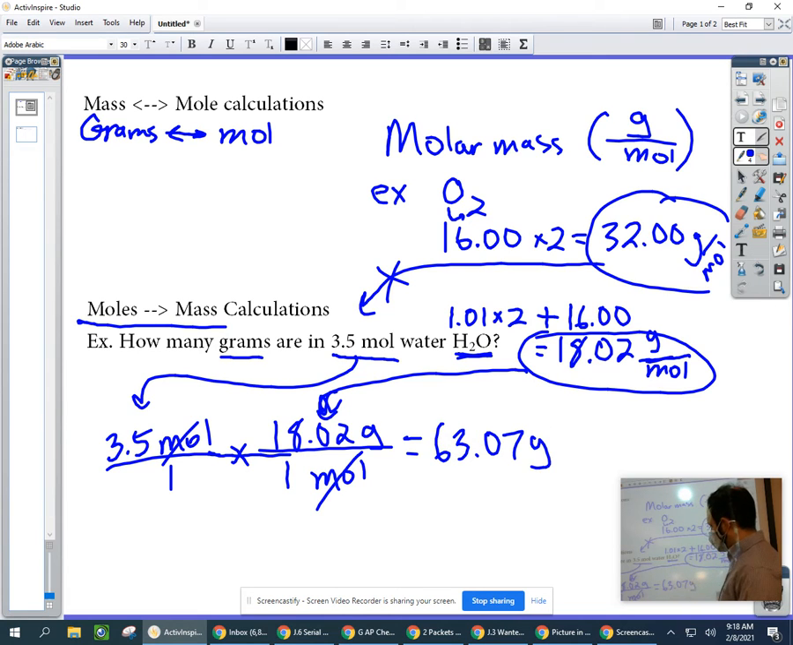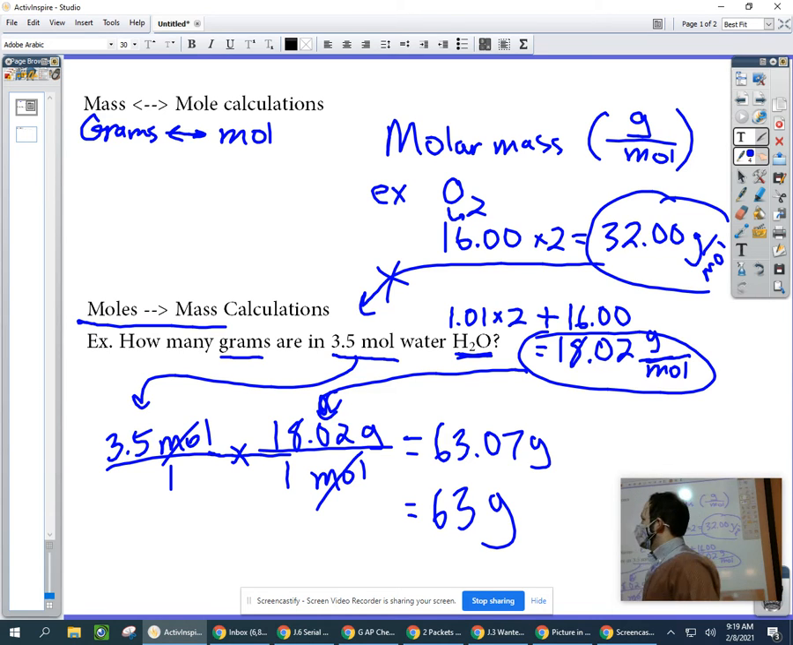And so when we do 3.5 times 18, we get 63.07 grams. The moles cancel, so we don't put moles. And I'm going to round that to match the original number. So it's just 63 grams. So our conclusion there is that 63 grams of water are in 3.5 moles of water. Or in other words, if you have 63 grams of water in the lab or you're drinking it, you know how many moles you're drinking. That sounds kind of gory, but yeah, you're drinking moles every time you drink water.